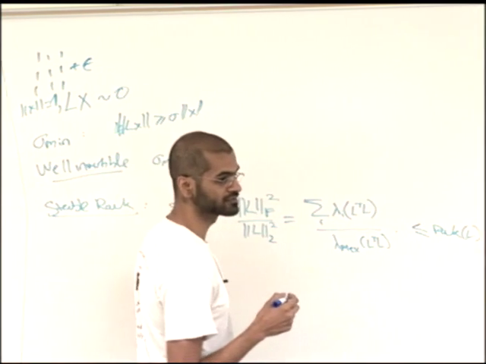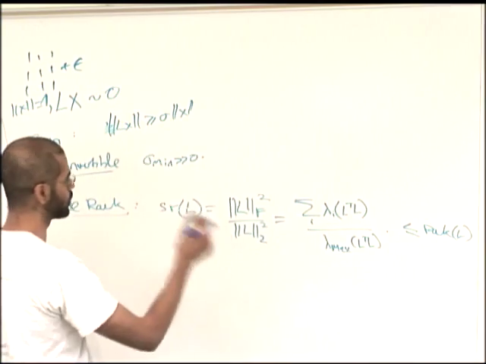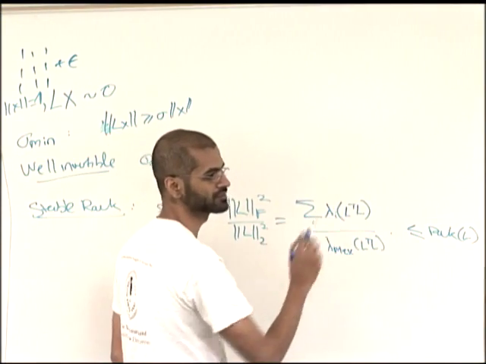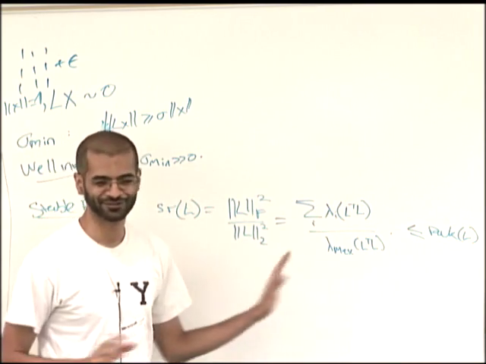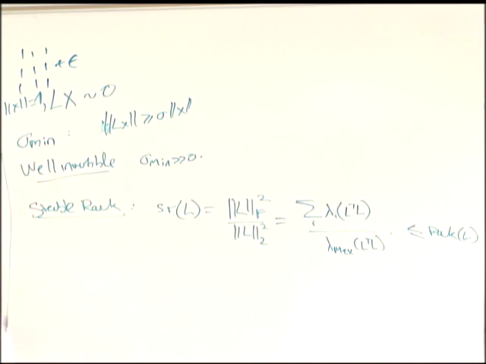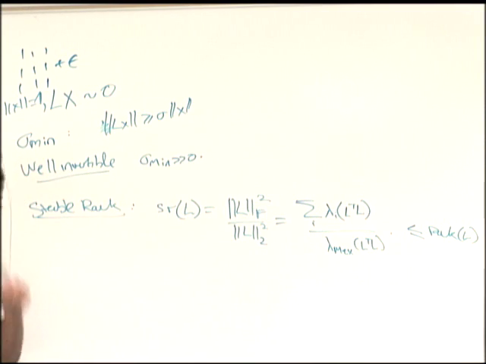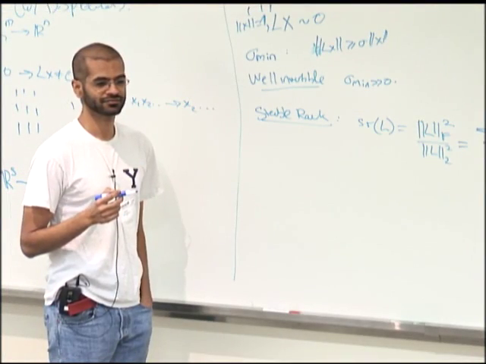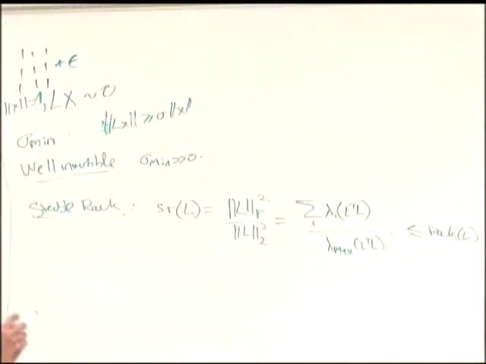What are the lambda i's? The eigenvalues? Yes, the lambda i's are eigenvalues. So the singular values of L squared are the eigenvalues of L transpose L. Yes. Okay.